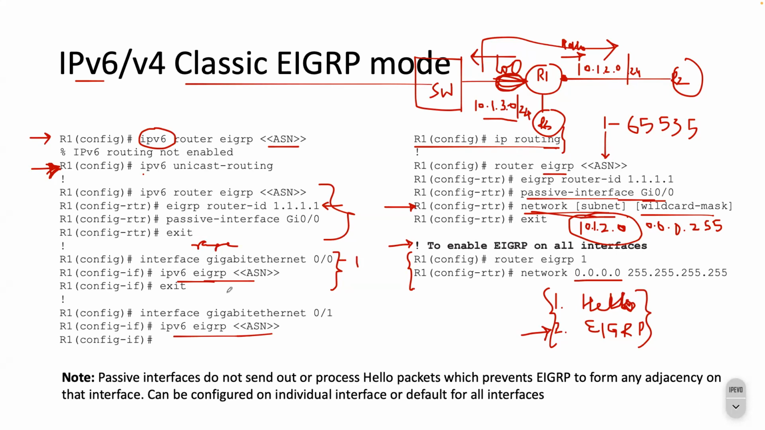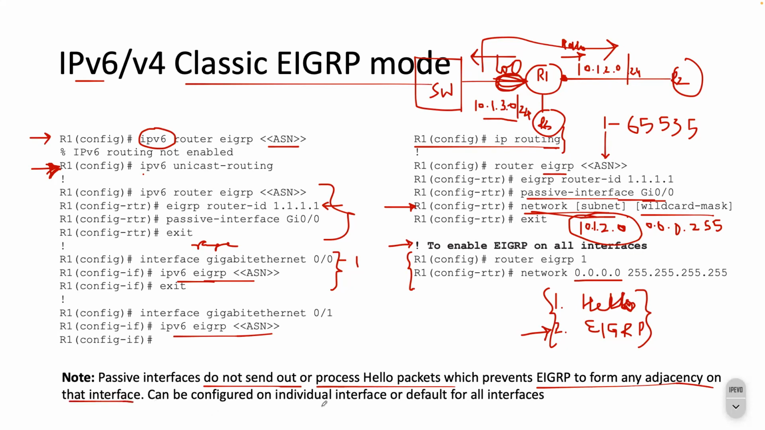EIGRP needs to be configured onto them. But no, not like this. The network statement is not there. The concept of a network statement is not there in IPv6 EIGRP routing. Passive interface does not send out or process hello packets. That's what I told you, which prevents EIGRP from forming any adjacency on that interface.